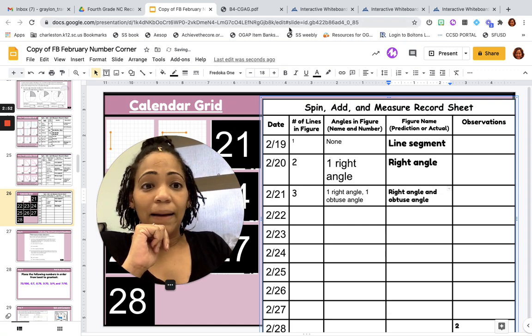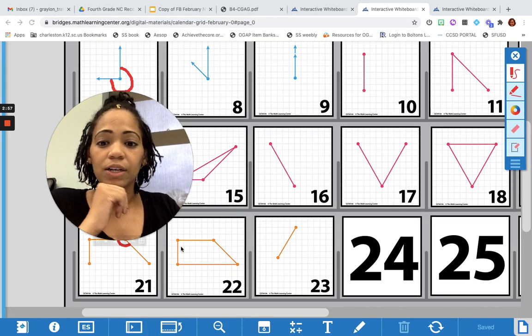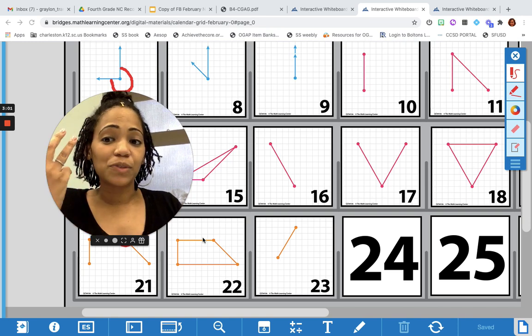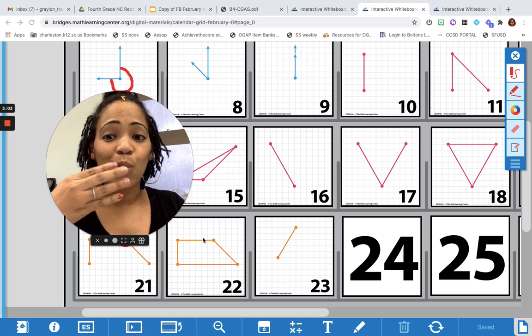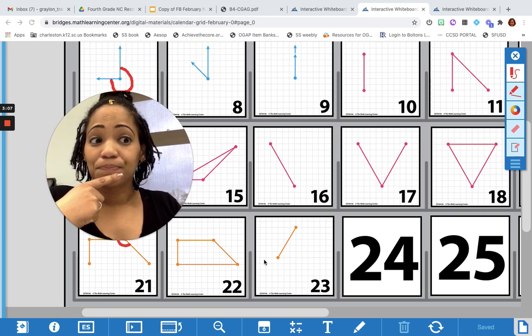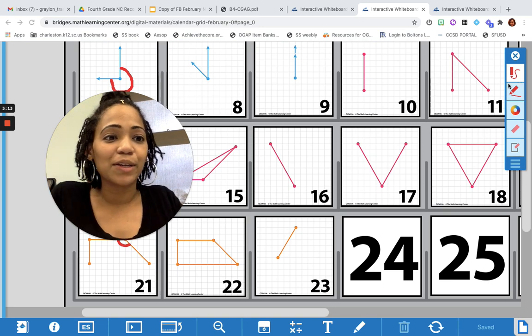And then look what happens on the 22nd, which was our e-learning day. We have now completed a shape. So we went from a 3-sided shape to a 4-sided shape, which is a quadrilateral. And this one happens to have a special name. What is the name of this shape? It is a trapezoid. You are correct.